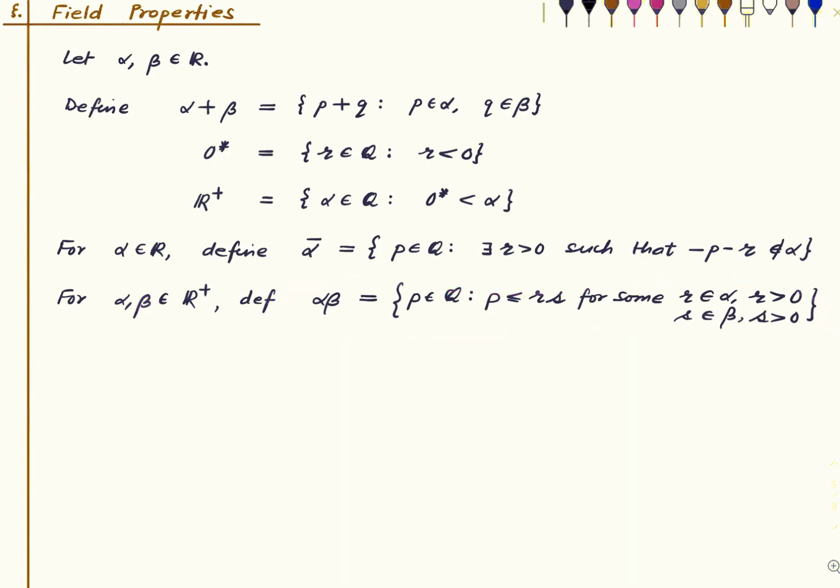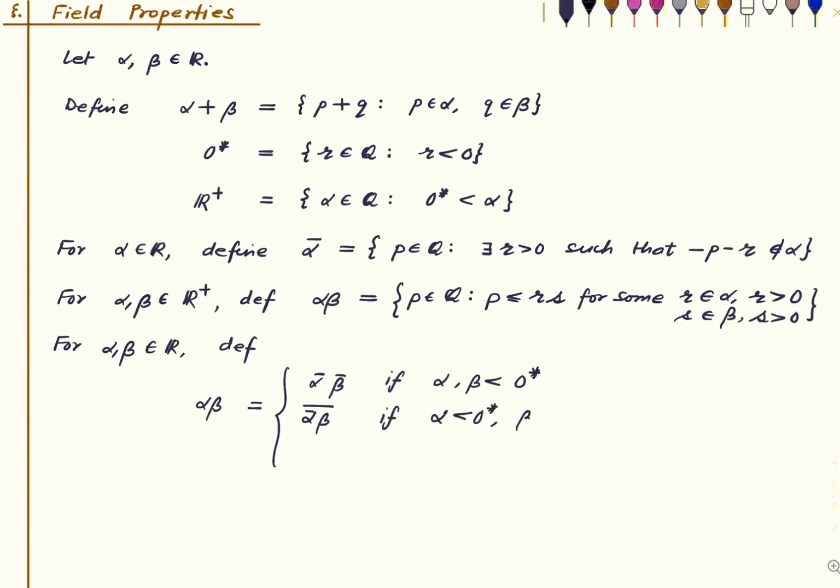This is how we define multiplication, but we need to define multiplication for any two cuts. So now for two cuts alpha and beta, define alpha beta as follows. So it has already been defined when alpha and beta are both positive. So in case both are negative, we define it like this. If one is negative, one is positive, and 0 if either is 0. Okay, so a bit convoluted, but this is how we do it.